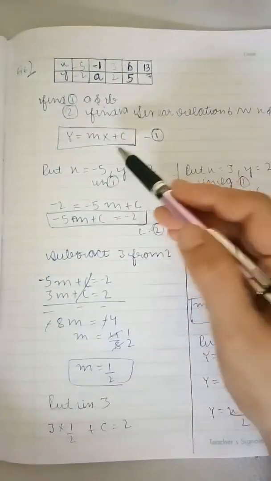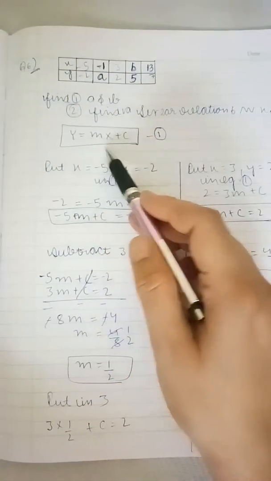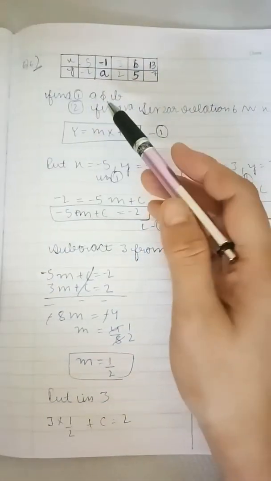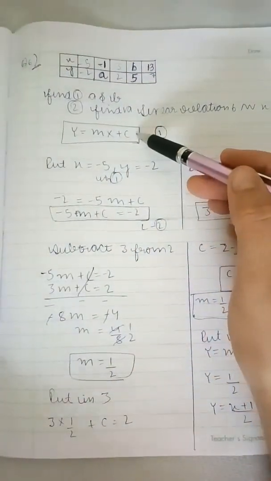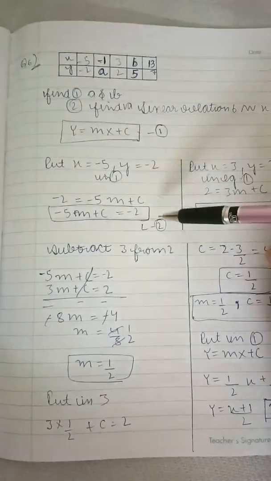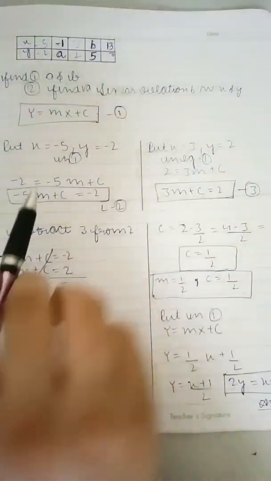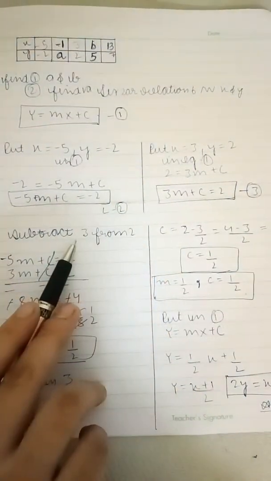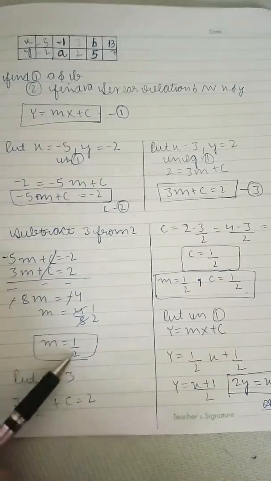So we have already done in the previous chapter the equation of a straight line, that is y is equal to mx plus c. Now you choose any 2 points and put them in this equation, and you will get 2 equations in m and c. Then you can go by any method, elimination, substitution or cross multiplication, and just find m and c.